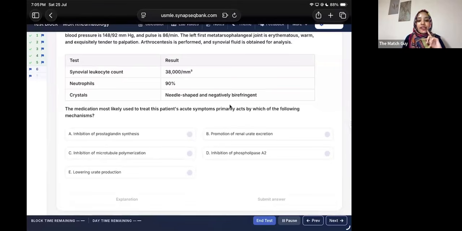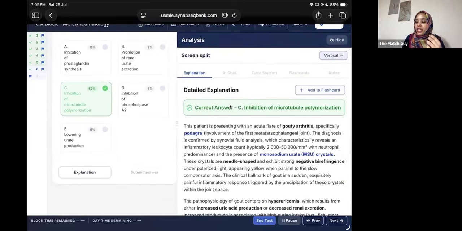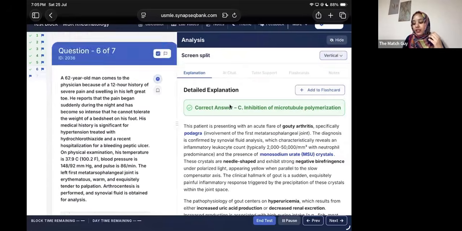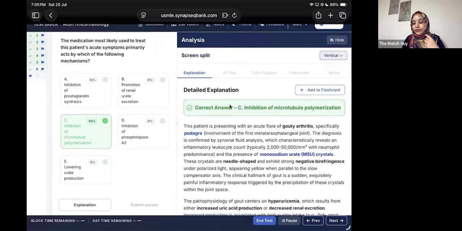So everyone is saying C. Why C? So this is colchicine. Yes, very good. But why did we skip NSAIDs? Because of the bleeding ulcer. Very good. So now that's why we moved on. If there was no history of bleeding ulcer, we would have gone with which one?